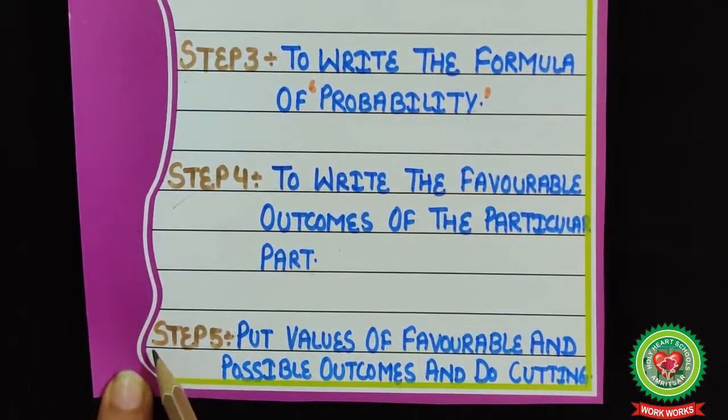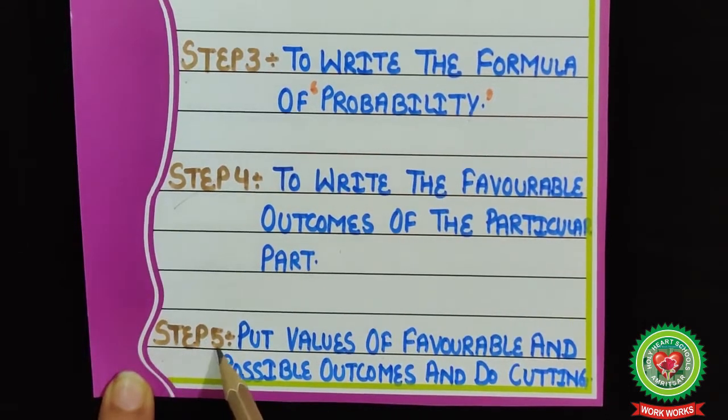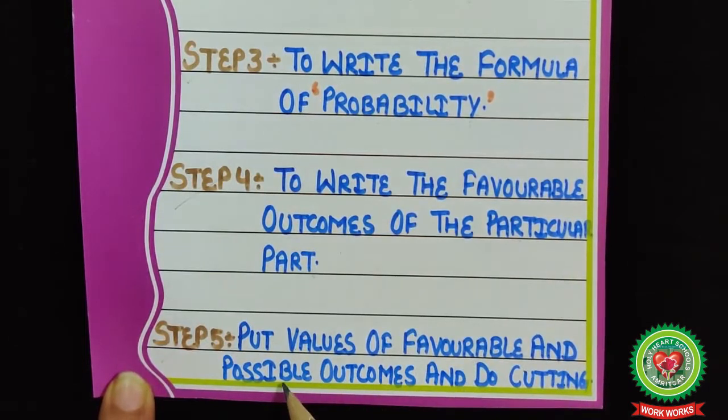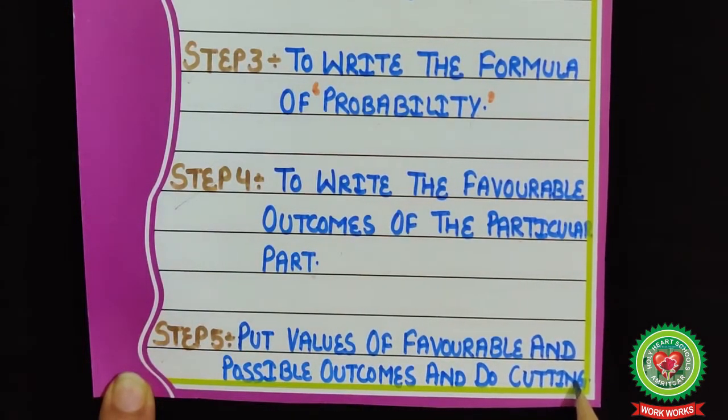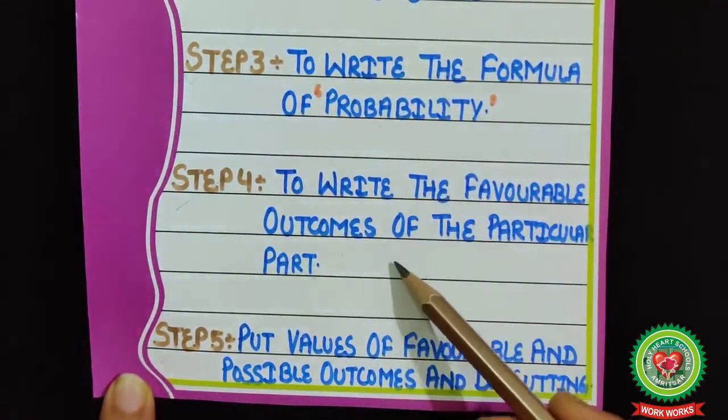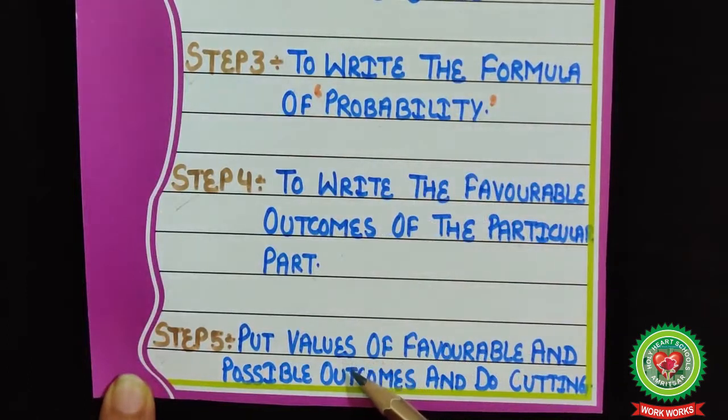Now, students, the last step is step number 5. Put values of favorable and possible outcomes and do the cutting if possible. So these are the 5 steps to solve the sums related to probability. Now students, by using these 5 steps, we will discuss further types.